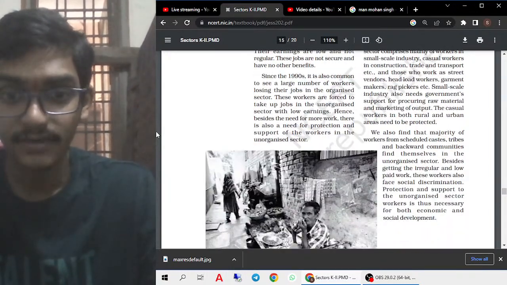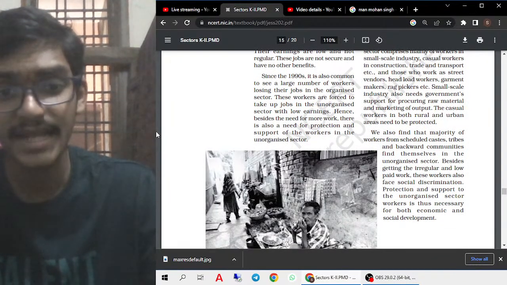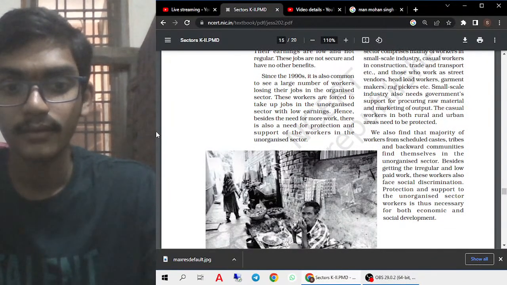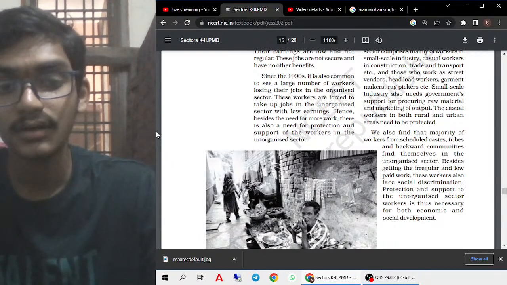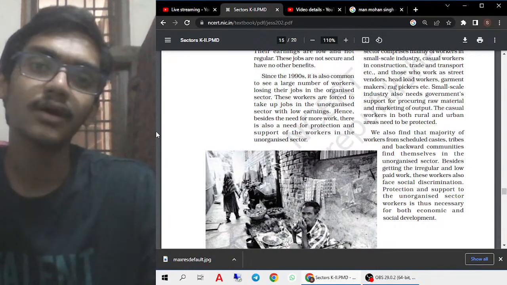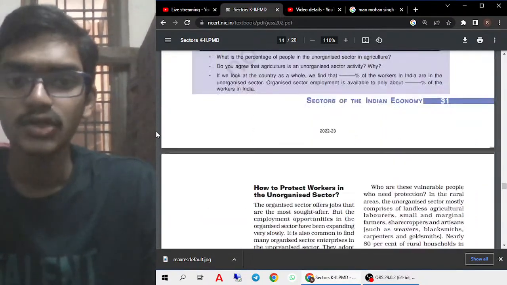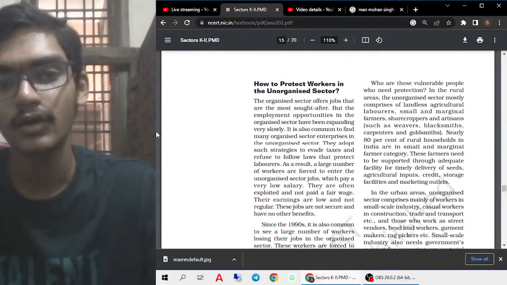If you see backward communities, they also become scheduled caste, and they are becoming the victims of the unorganized sector, because they are told to work in the unorganized sector and are not given opportunities in the organized sector. So how can we protect the workers in the unorganized sector?